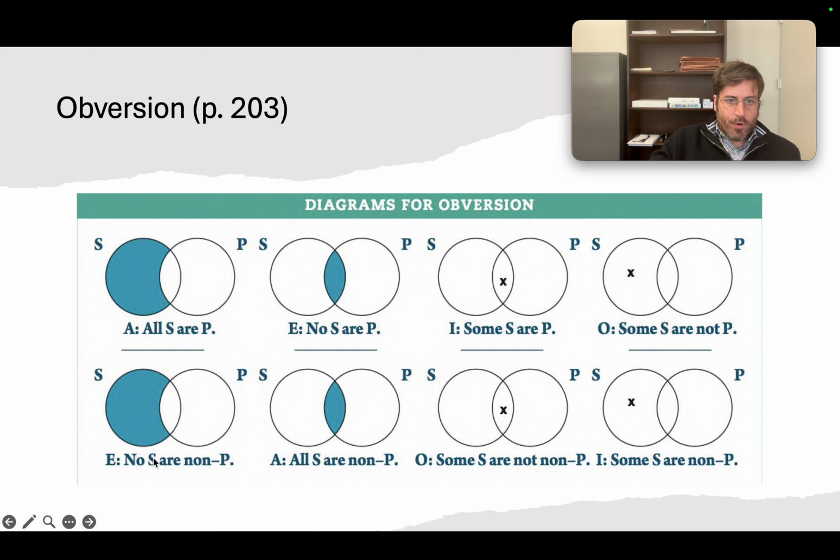Shading in region 1 for A, shading in region 2 for the E, and then we have in our particulars an X in region 2 for the I proposition. The obverse some S are not non-P yields an X in region 2, and then for our O propositions we have an X in region 1 with the obverse I proposition some S are non-P in region 1. So obversion is pretty straightforward on the Venn diagram.